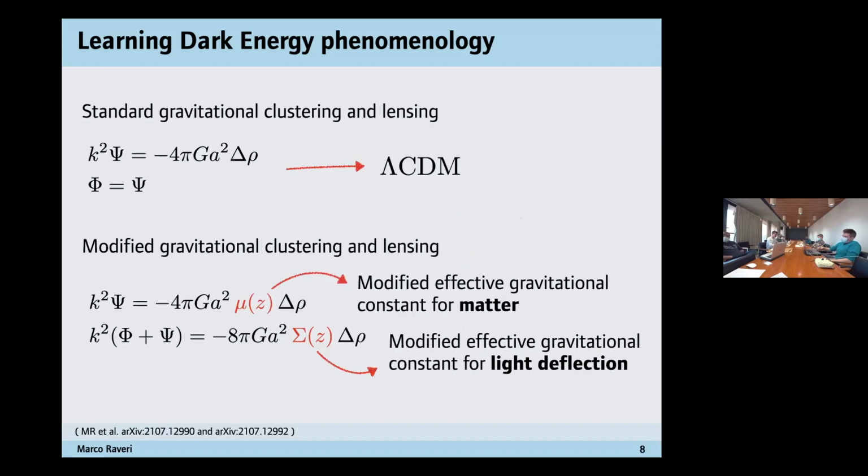And we do the same thing when it comes to the clustering and lensing of large-scale structures, where we basically take the Poisson equation, the equation controlling light deflection, and again, we break them. And in both cases, we add other unknown functions of time. You can think of these two functions, mu and sigma, as the gravitational constant for matter and the gravitational constant for light that, in general, could be different. And then the problem is that we are left with unknown functions of time. And that's where model learning really differs from model testing, because we don't want to fix these functions a priori based on some models that we have. We want to learn them from the data.